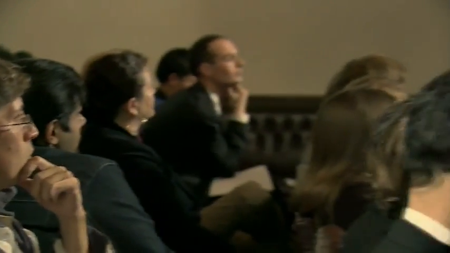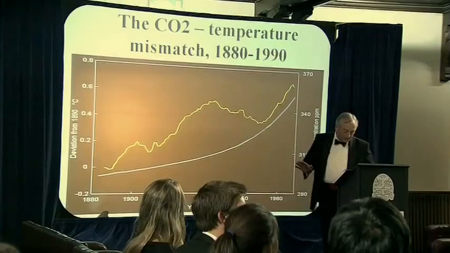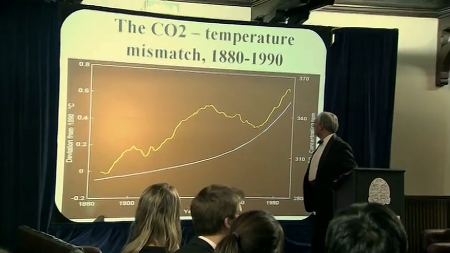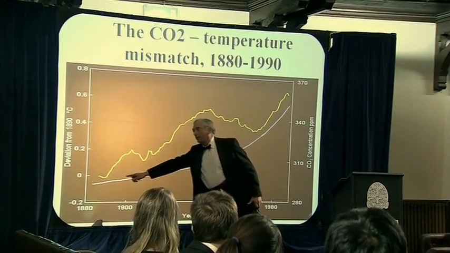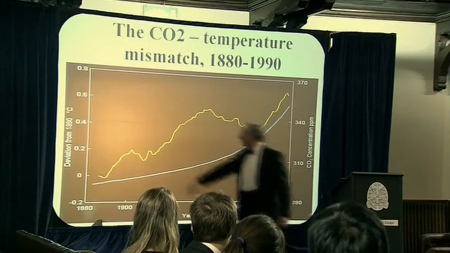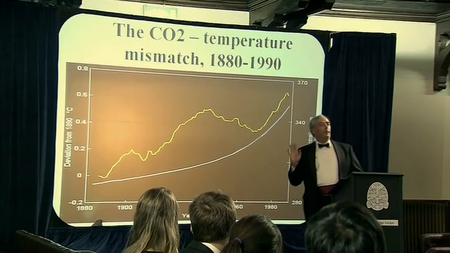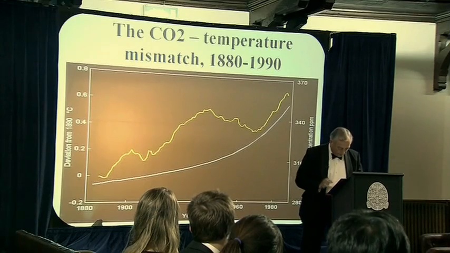We go on then to look at the mismatch between CO2 and temperature over the period from 1880 to 1990. Now here you've got the CO2 graph, broadly similar to what I showed you before, going up in a sort of near exponential curve, and here you've got temperature jiggling up and down all over the place, and there really isn't a very good match between the two.